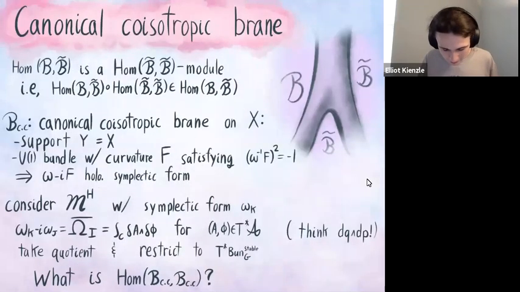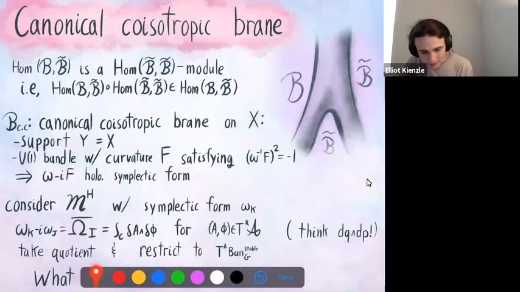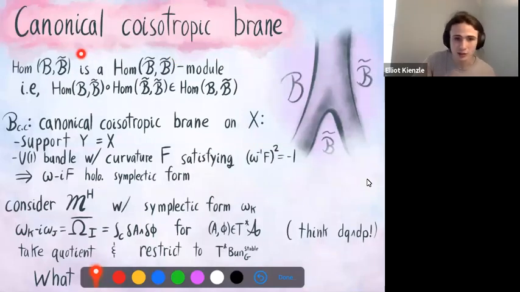Right. So we're going to define what's called the canonical coisotropic brane. First, as an important aside, we can think of the homomorphisms from B to B tilde as a module of homomorphisms from B tilde to B tilde. That simply means that this guy acts on this guy, and the action is really simple. This is true for any category. Given a homomorphism from B to B tilde, and then one from B tilde to B tilde, by composing them together you get another homomorphism from B to B tilde. So this acts on this.